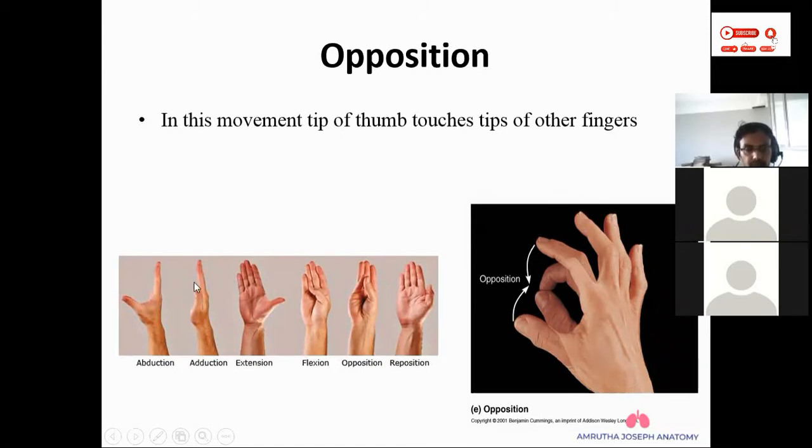So always remember, the movement of the thumb is not like that of your other medial fingers because the orientation of the thumb is not in the same plane as that of other fingers. We will try to explain all these things when we go through upper limb. But for the time being, remember the movement of the thumb is different from other fingers.